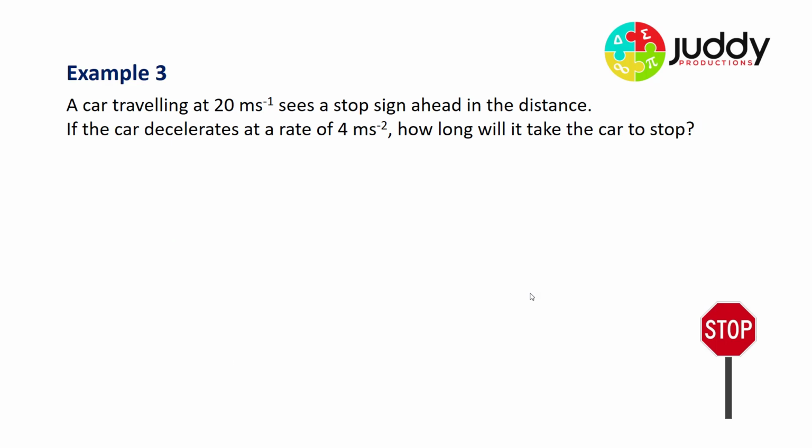Example number 3. A car traveling at 20 meters per second sees a stop sign ahead in the distance. If the car decelerates at a rate of 4 meters per second, how long will it take the car to stop? So here's our visual. Car comes in, reaches the stop sign, decelerates.